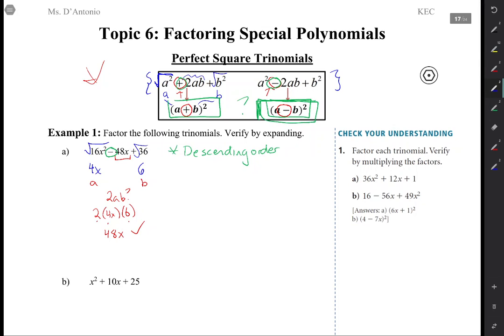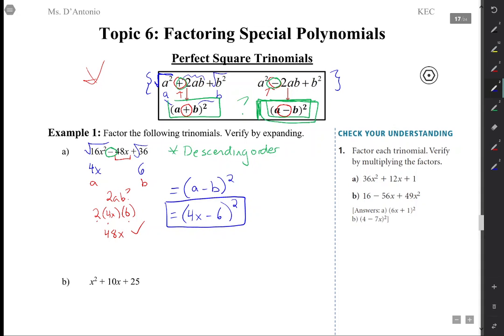Therefore, the answer for this, if we were to factor it, would be, I'm going to open my bracket, a minus b squared, because we have that minus sign there. And our a, we said, is 4x. That's the square root of the first term. And our b is 6. So (4x minus 6) squared is our answer for this, and we're done.